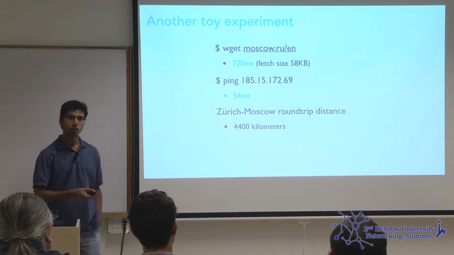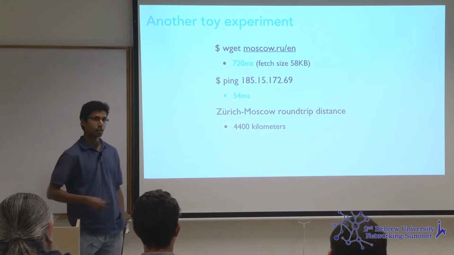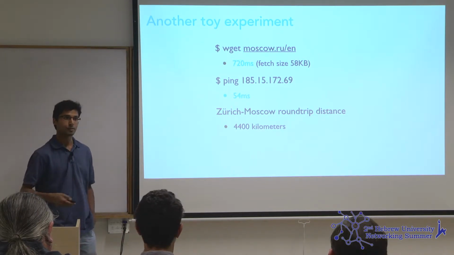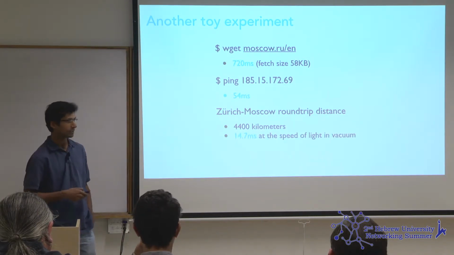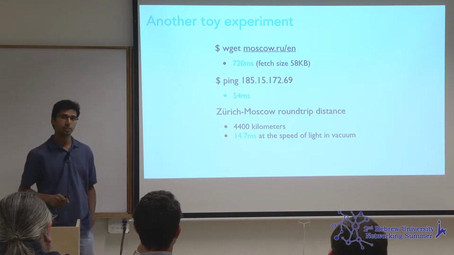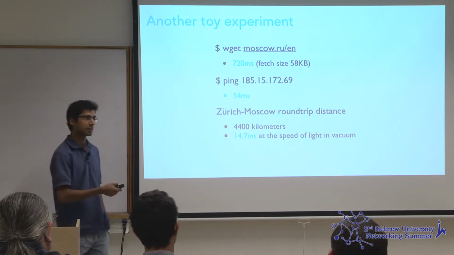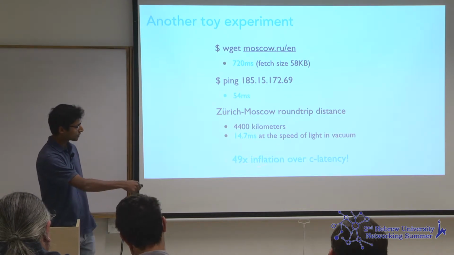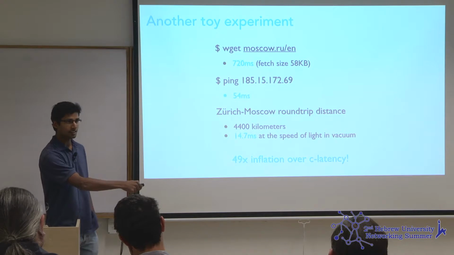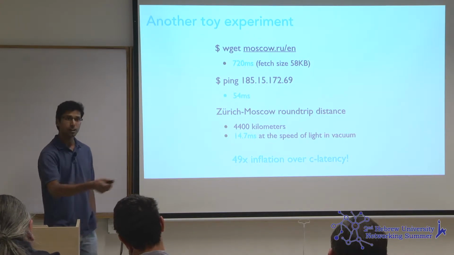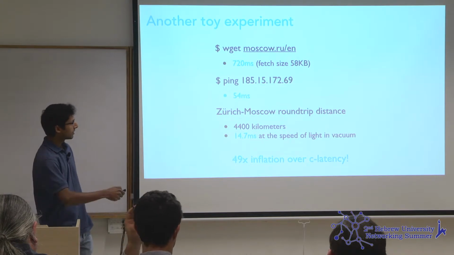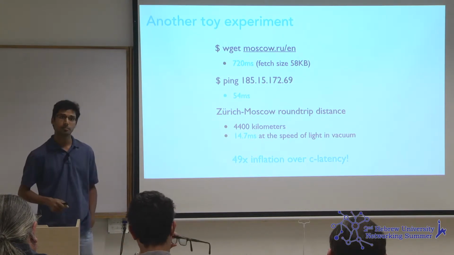And the Zurich to Moscow round trip distance is 4,400 kilometers. So if you had the internet work at the speed of light in vacuum along this shortest path distance, this would be the latency that you'd see, just 15 milliseconds. So in this example, the inflation over this, what we'll call C latency, that's the speed of light in vacuum travel time along the geodesic between the 2 locations, is about 49 times.